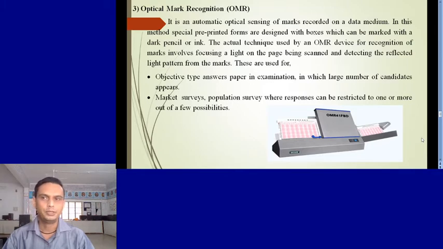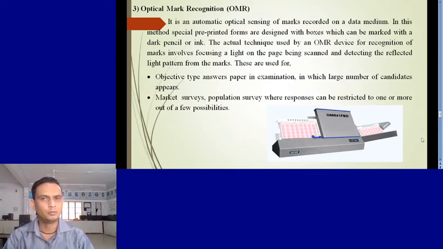Next one, the third optical recognition device, is optical mark recognition, OMR. We already know that every option based examination can be held by using the OMR.